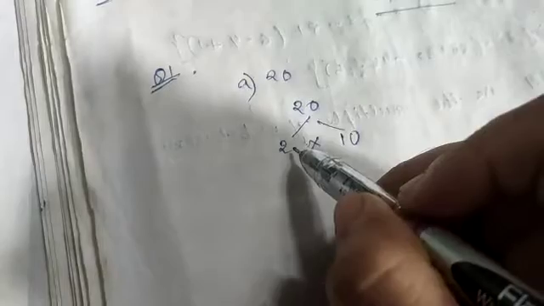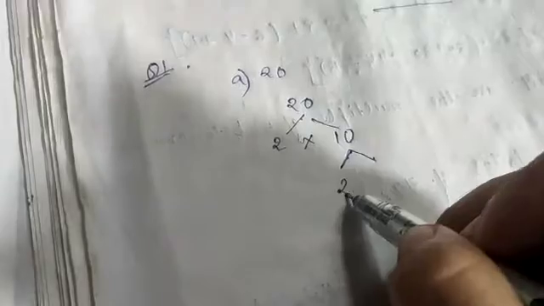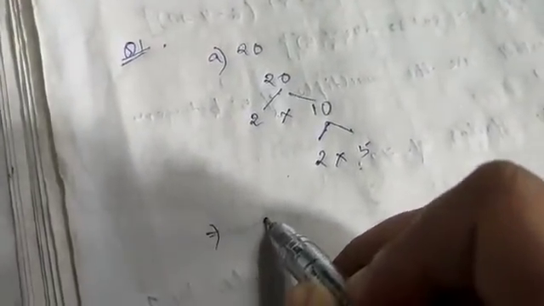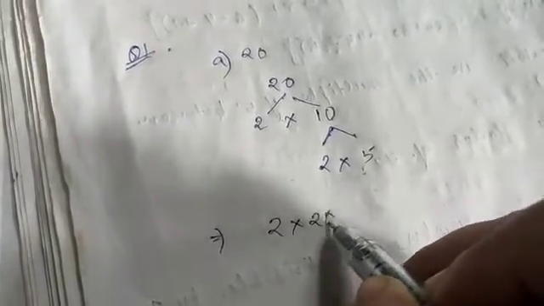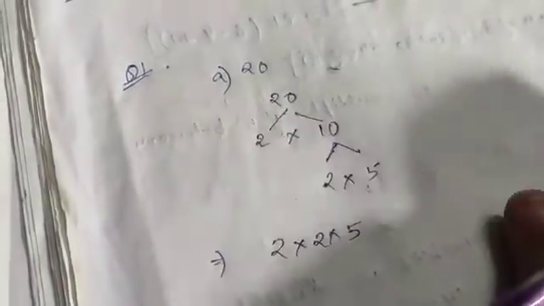So 20 is 2 into 10. This is the prime factorization method. Now 10 is again divisible, 2 into 5. So now we get our prime factorization, and this diagram is known as the factor tree. So now what is your prime factorization? You have to write 2 into 2 into 5.